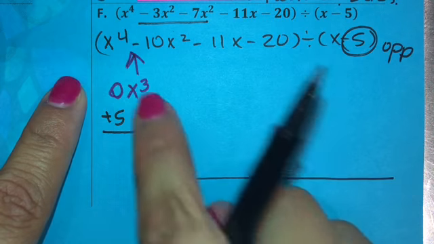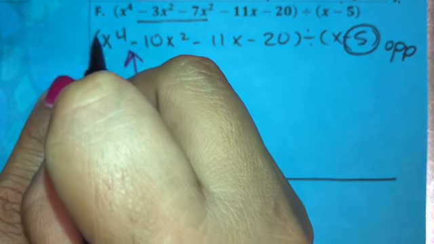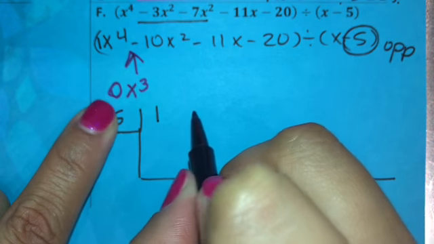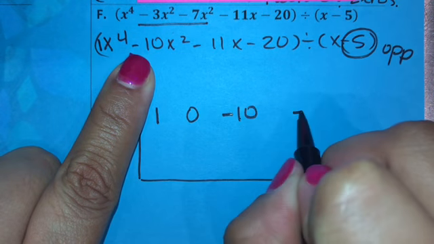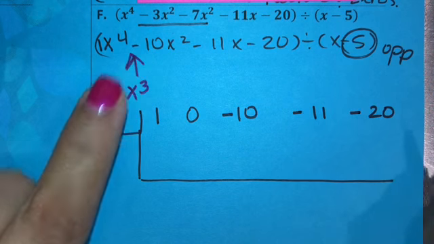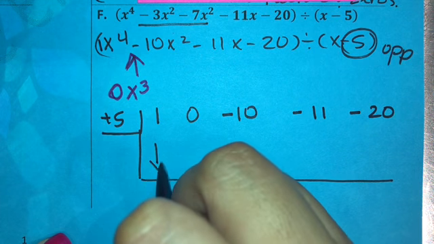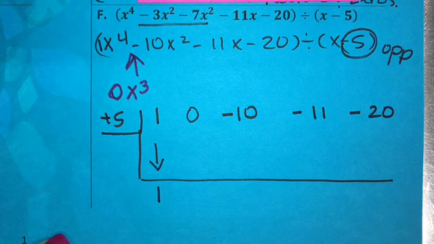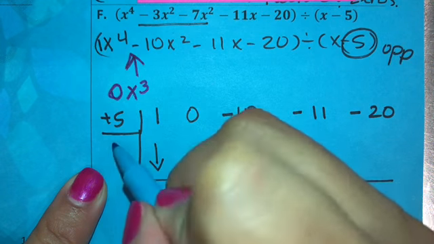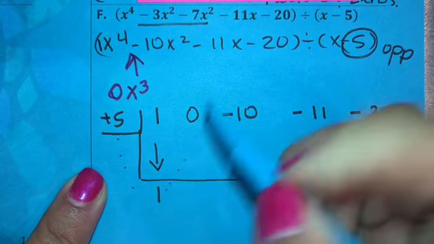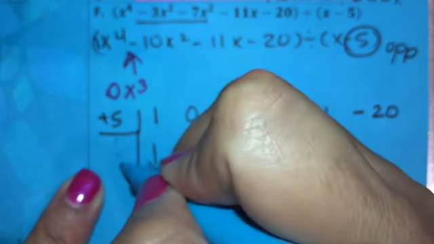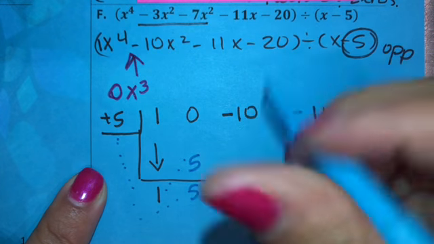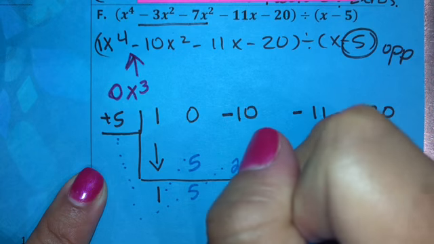And then you're going to want all the coefficients from this polynomial. So right here you have a 1. You have a 0 for x third, because it has to be, again, in descending order. Negative 10, negative 11, negative 20. Write this down. You get a 1. So let's go from here. 5 times 1 is going to give me 5. 0 plus 5 is 5. 5 times 5 is going to give me 25. The sum of that is going to be 15.